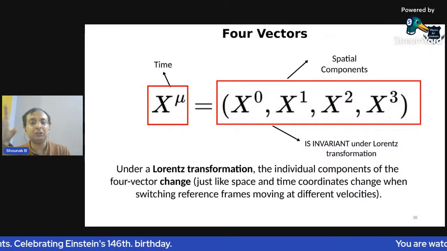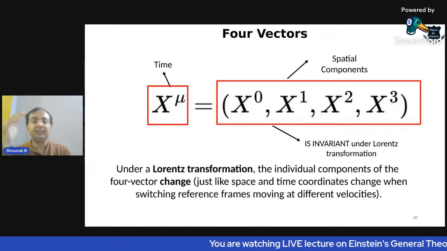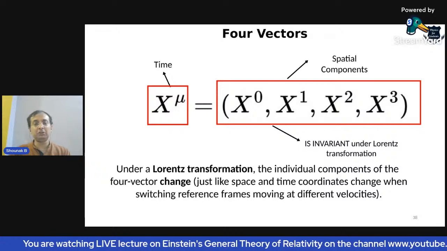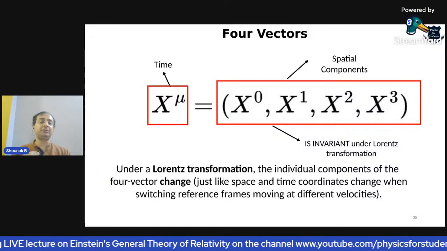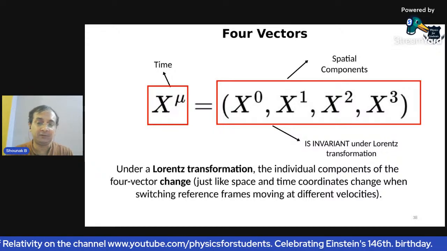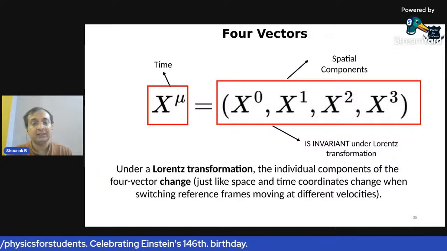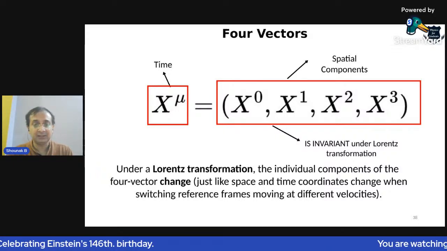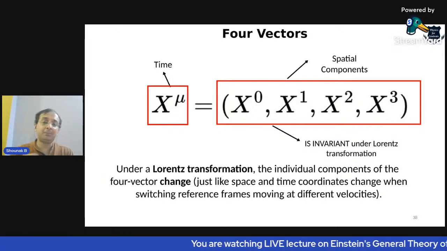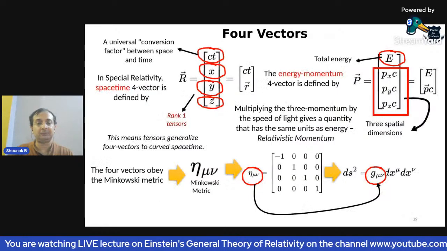That means the individual components of the 4 vector, just like space and time coordinates, also change when switching reference frames at different velocities. As I told you, we need to change frames of reference because we are not in a flat space-time. We are in a curved space-time, moving close to the speed of light. So in case there is a change in coordinates, these things won't change, right? This is called invariant. Invariant means that it doesn't change. So we have the time component and the spatial components, and together they make up what is called a 4 vector.